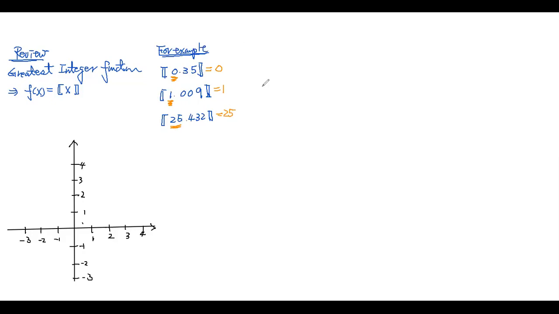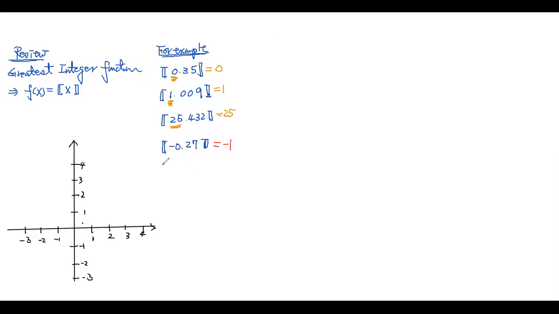Now I think most of the students got confused with negative numbers. So for negative numbers, let's start with negative 0.027. What is the greatest integer less than negative 0.027? It will be negative 1. You cannot choose 0 because 0 is greater.